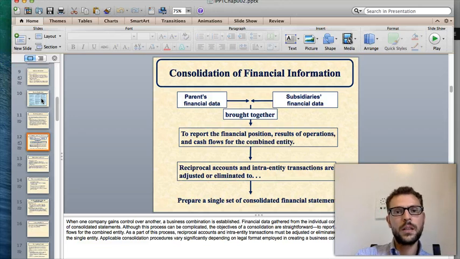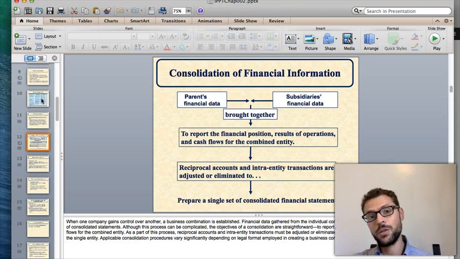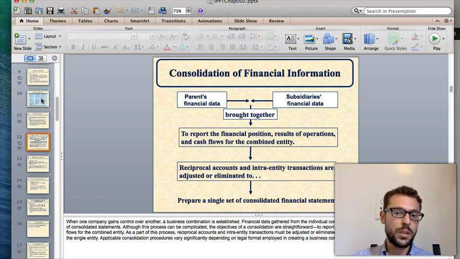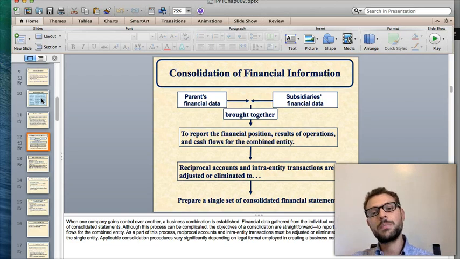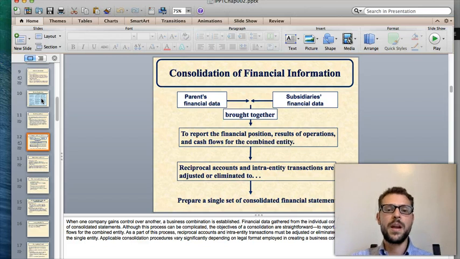So what is a consolidation of financial information? This is when the parent's financial data and the subsidiary's financial data get brought together. They have to report the financial position, results of operations, and the cash flows of the companies combined. We have to eliminate reciprocal accounts, and inter-entity transactions are adjusted to eliminate them. And we prepare a single set of consolidated financial statements.